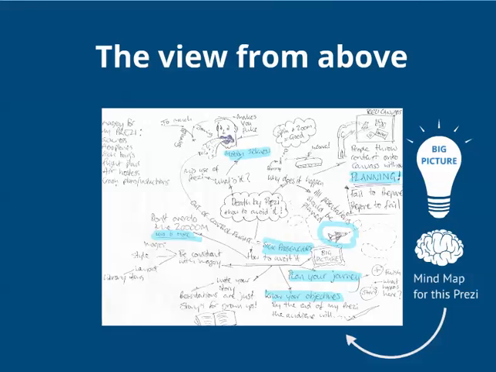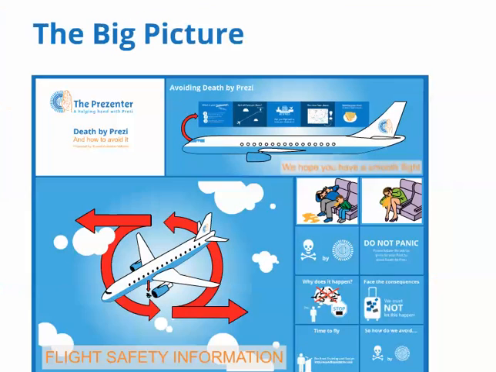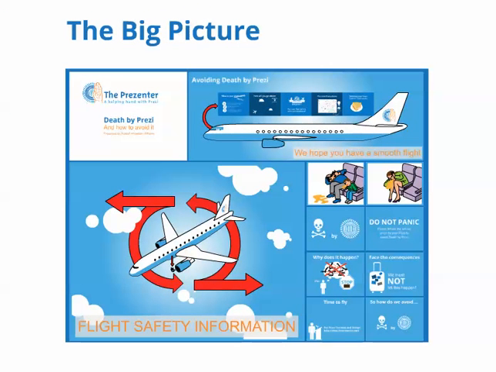But without a doubt, it's much easier to figure out what your big picture is going to be if you mind map and plan with pen and paper before you go anywhere near Prezi. That's absolutely crucial. Now, my big picture, just to remind you, is this flight safety card that I showed you right at the very beginning of this presentation. This is my big picture, and this is where every single part of my presentation lives.